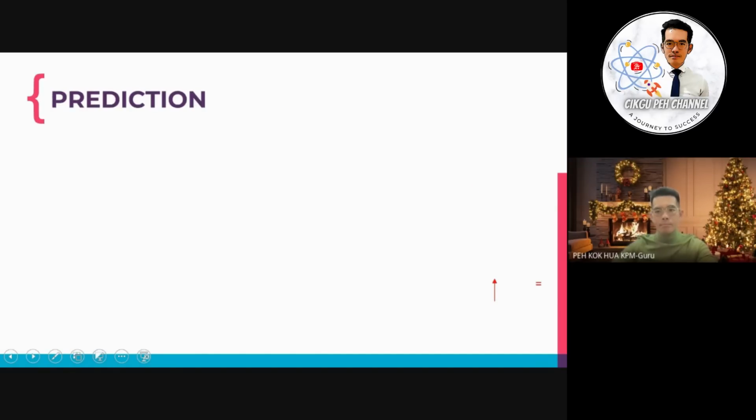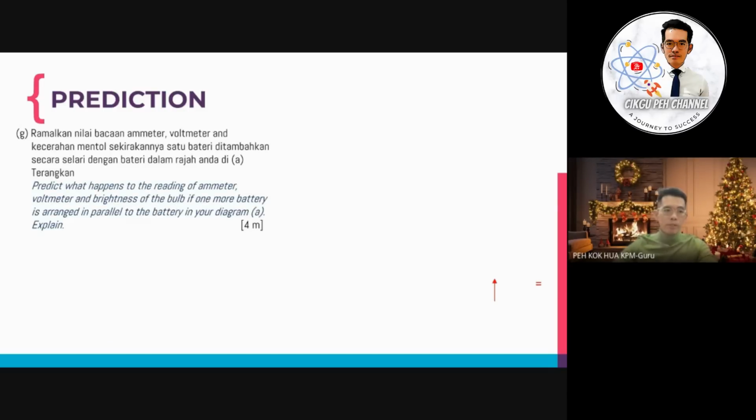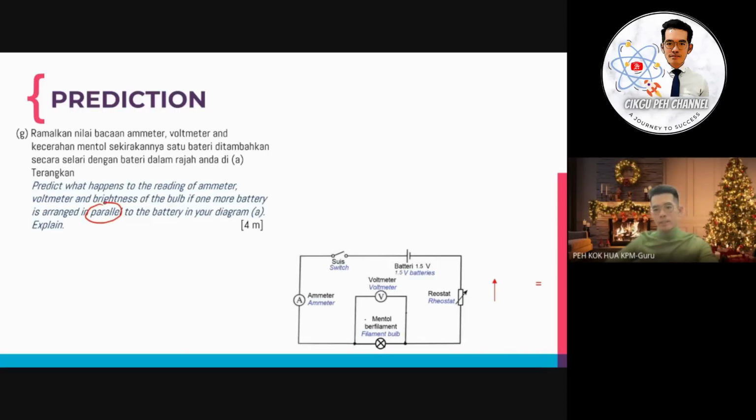Okay, so here is a prediction question that might be asked related to this experiment. This prediction applies the theory from subtopic 3.3, EMF and internal resistance. Predict what happens to the reading of the ammeter, the voltmeter, and the brightness of the bulb if one more battery is arranged in parallel to the battery in your diagram A. So our diagram A will be this. The question asks what is the reading of the ammeter, the brightness of the bulb, together with the voltmeter when we add one more battery parallel to the battery drawn in your diagram. There is only one battery in your diagram, so now we add one in parallel. What is the impact on the ammeter reading, voltmeter, and the brightness of the bulb?